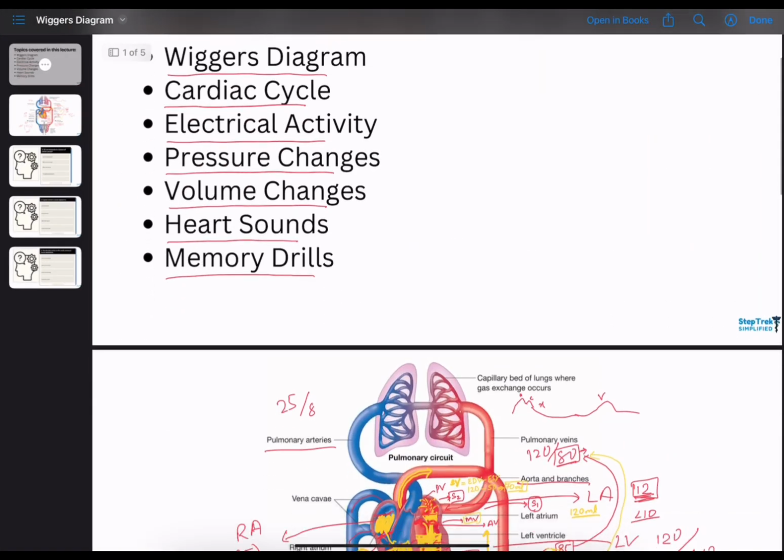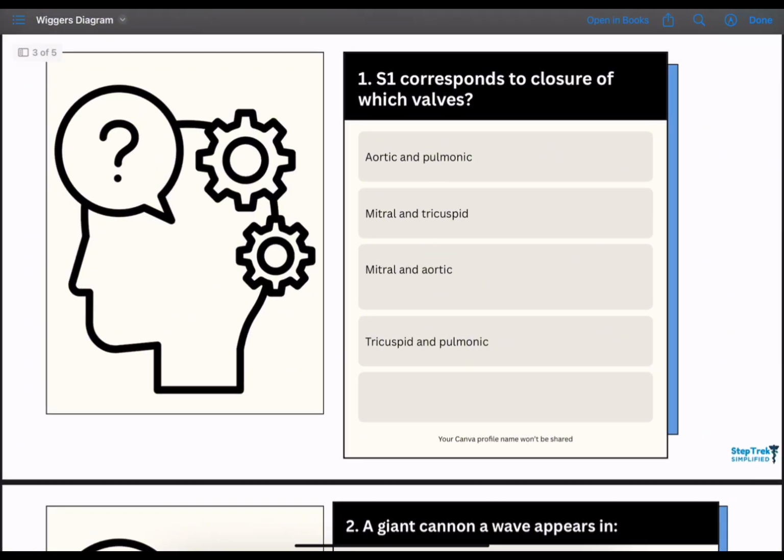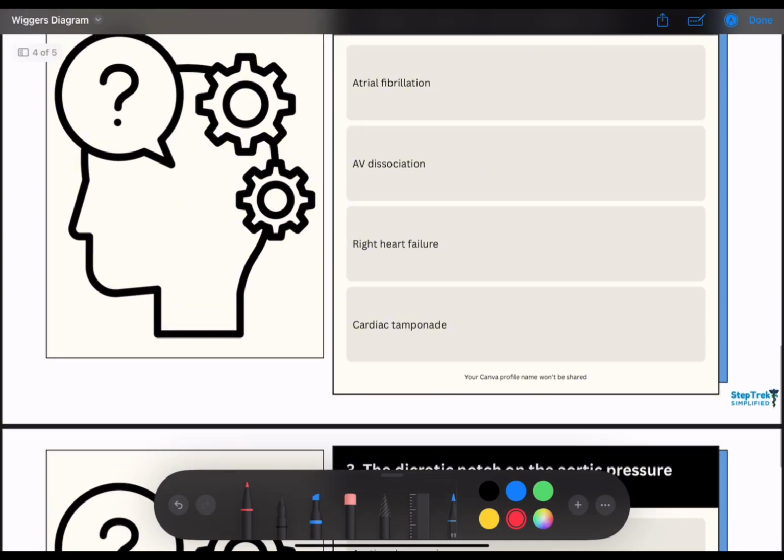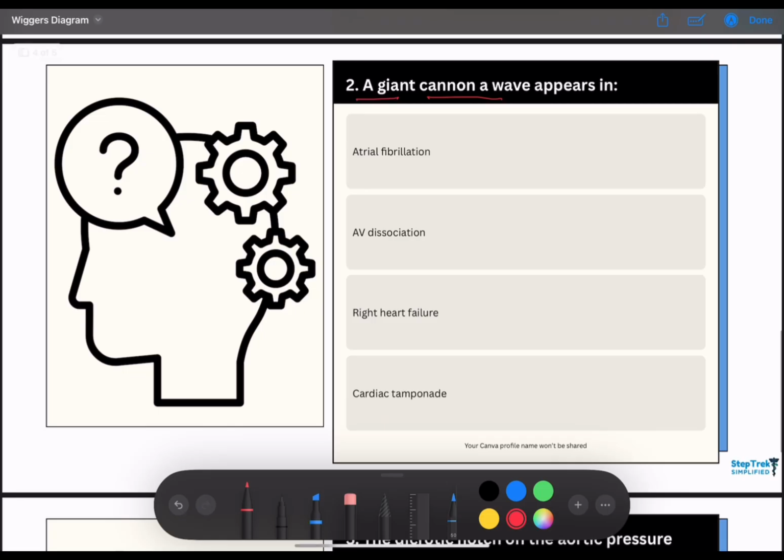Now let's review some memory drills. S1 corresponds to closure of which valves? Is it aortic and pulmonic, mitral and tricuspid, mitral and aortic, or tricuspid and pulmonic? Pause the video and think about it. And the correct option is mitral and tricuspid valve. Then, a giant cannon A wave appears in which condition? Is it atrial fibrillation, AV dissociation, right heart failure, or cardiac tamponade? Pause the video, and the correct option is AV dissociation.